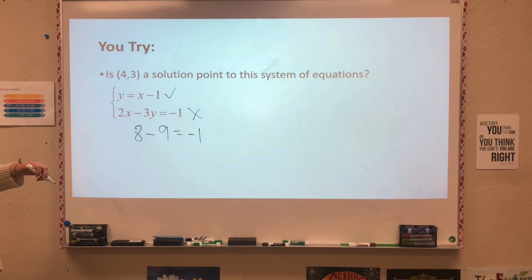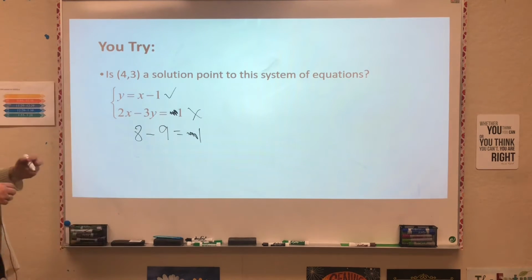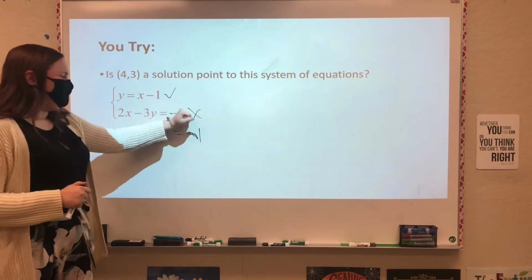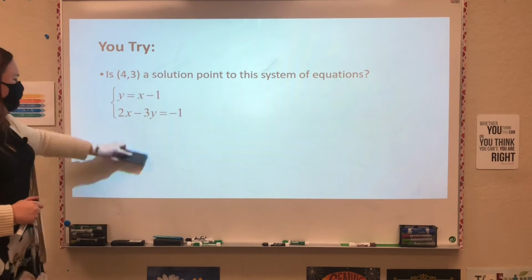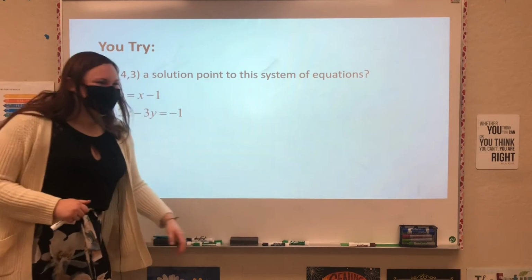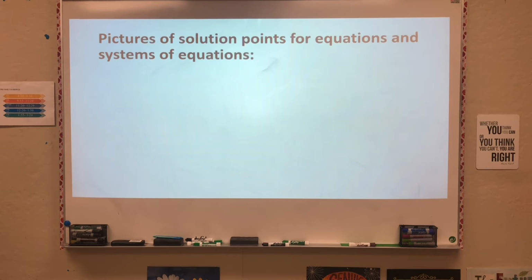On my paper, it says 1. That would be why. I was like, wait a second. So 8 minus 9 does not equal 1 because it equals -1. If I had given you the problem that's currently on the board, our answer would be: it is a solution point for the system of equations. Yes. It's like I meant to do that. Bonus question. Okay.